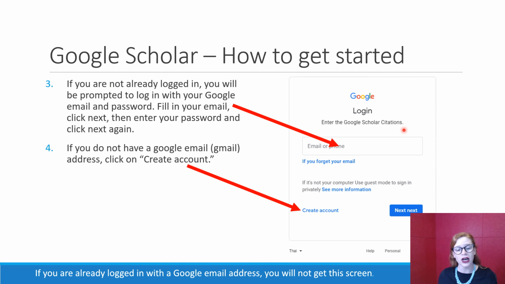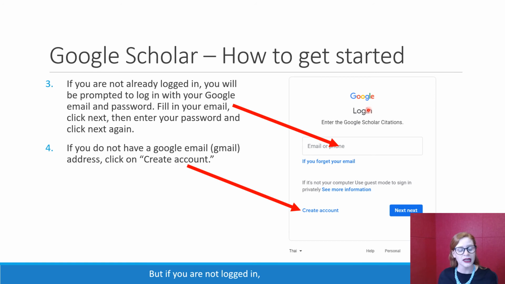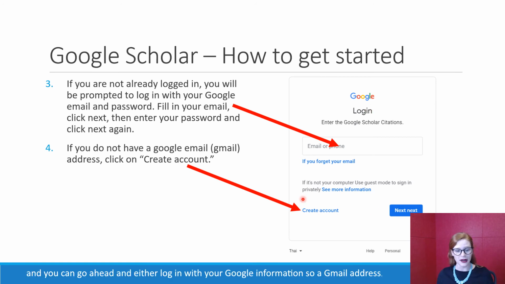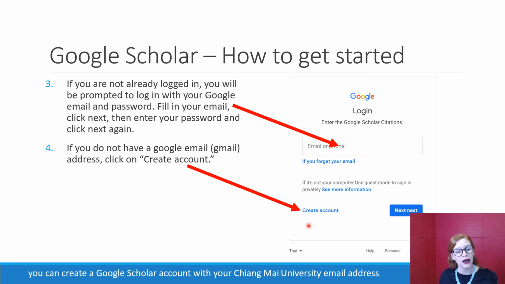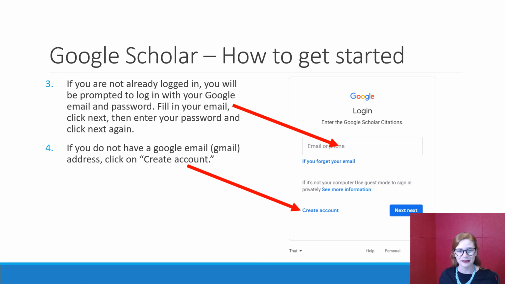If you are already logged in with a Google email address, you will not get this screen. But if you are not logged in, you can go ahead and either log in with your Google information, so a Gmail address, or if you don't have one of those, you can click Create Account. And this will let you create a Gmail account, or you can create a Google Scholar account with your Chiang Mai University email address. Either way is fine, it's up to you. Once you're done with that, click on Next.